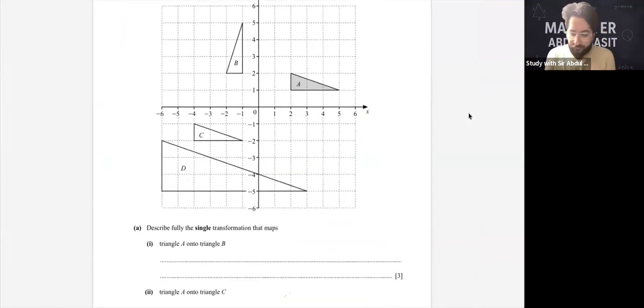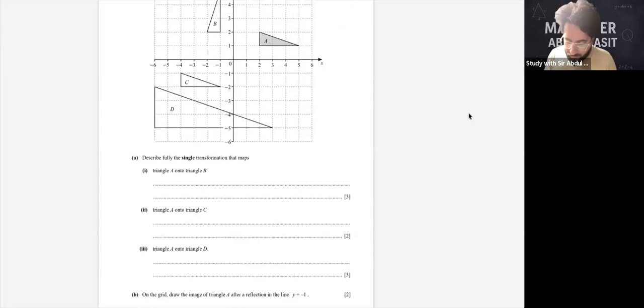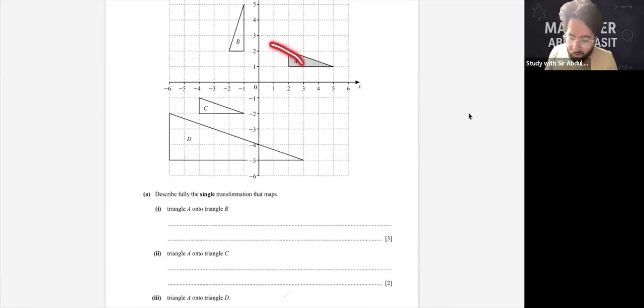Transformation. Describe fully the single transformation that maps triangle A onto B, and we have to see in the question what the Loop 1 marks and Loop 2 marks are. So first of all, please pay attention. A onto B.